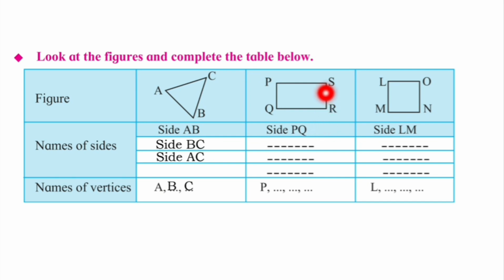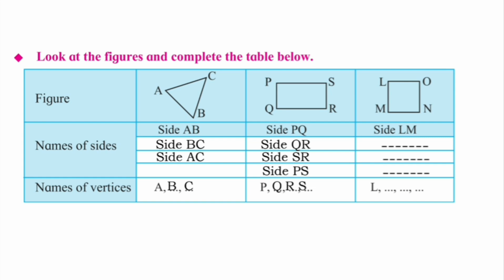Now let us write names of sides. So one side is given here, side PQ. So this one, PQ, this side. Now let us write next side. So next side will be QR, this one, QR. And next will be RS. And the next will be side PS. Now let us write vertices. One vertex of this rectangle is given here, vertex P. Now let us write next vertex, Q. Then R and then S.